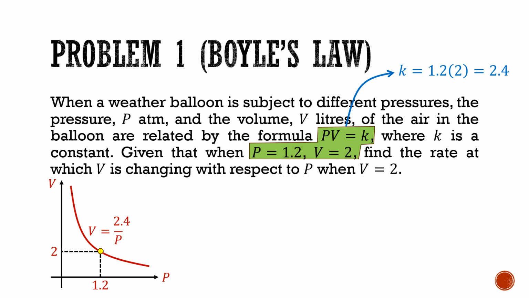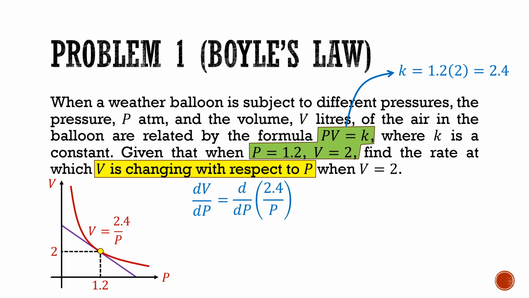This question is asking us for the rate of change of V with respect to P. So the rate of change need not always be with respect to time. In this case, we want it with respect to pressure, so we are looking for dV/dP. Since we have an equation connecting volume and pressure, we can go ahead and differentiate that equation. V = 2.4 over P when we differentiate that.